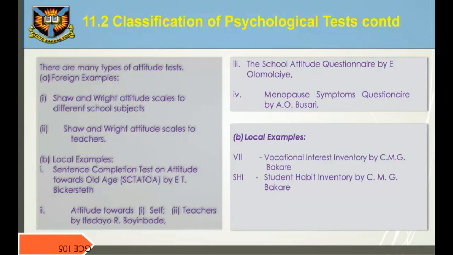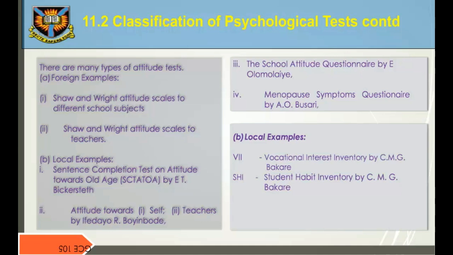There are many types of attitude tests. For foreign examples, we have: 1. Shaw and Wright attitude scales to different school subjects. 2. Shaw and Wright attitude scales to teachers. For local examples, we have: 1. Sentence Completion Test on Attitude Towards Old Age by E.T. Bickerstead. 2. Attitude Towards Self. 2. Teachers by Ifedayo R.